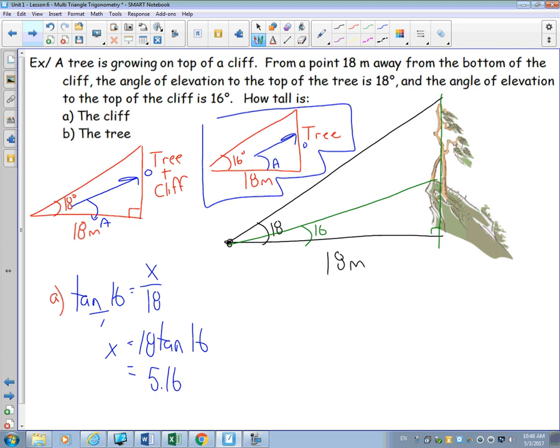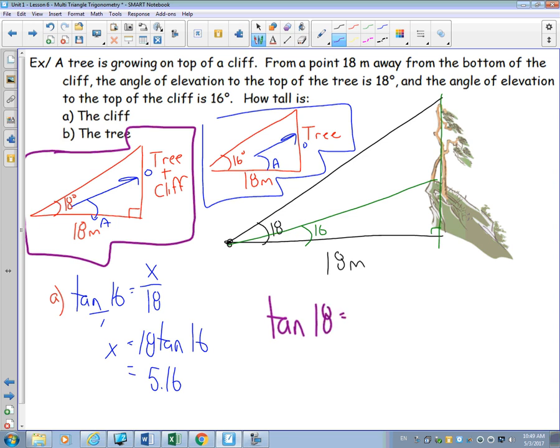If I do the other one, so that would be this one now, and do the exact same math, tan of 18 equals x over 18. Cross multiply. 18 times tan 18. I get an answer of 5.85.